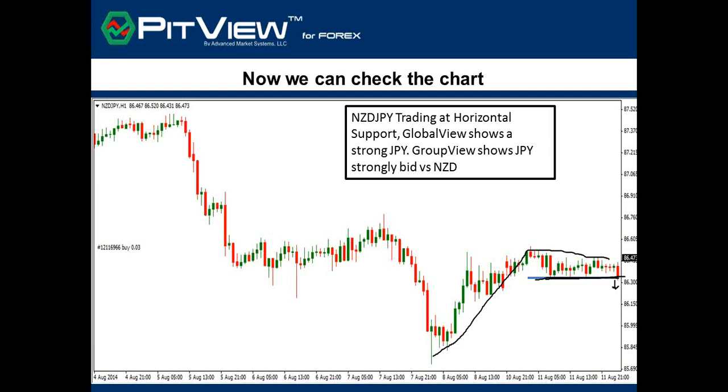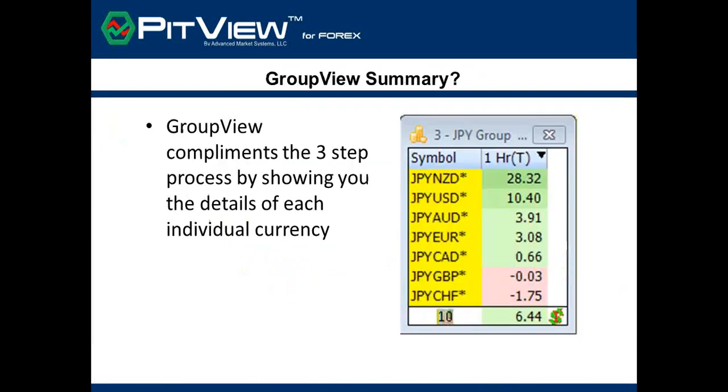However, we're not done yet, because now that we've gotten to the point where we're actually looking for trading opportunities, there's another indicator that we would want to pull up. So as far as what's next, let's go in and do our group view summary first. This just complements the three-step process by showing you the details of each individual currency, ranking them from strongest to weakest. And it's not hard whatsoever. If you can double-click a mouse, you can do this.